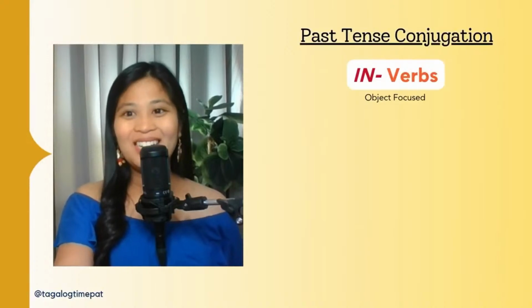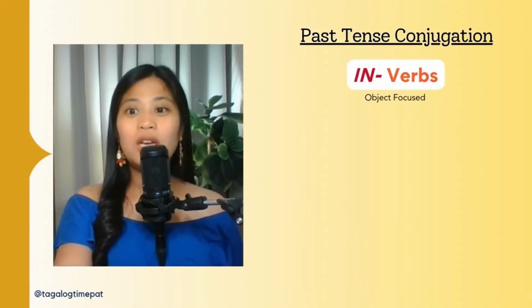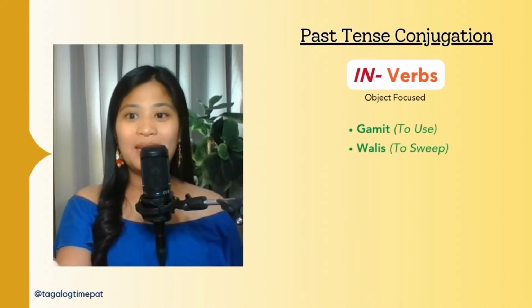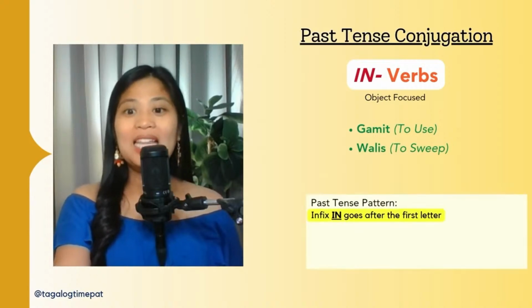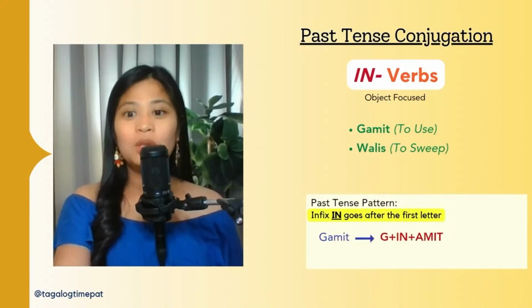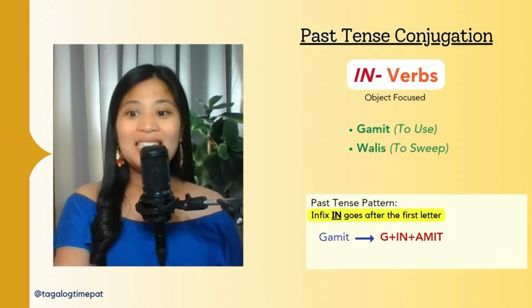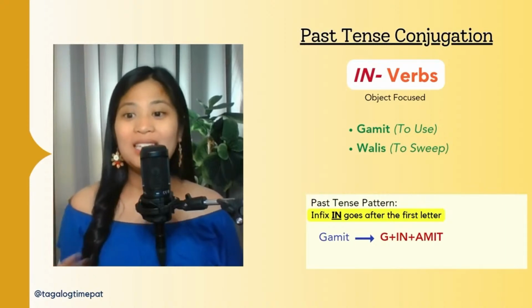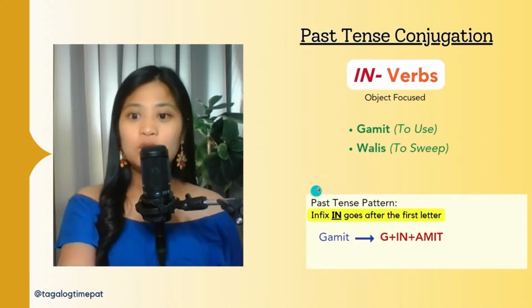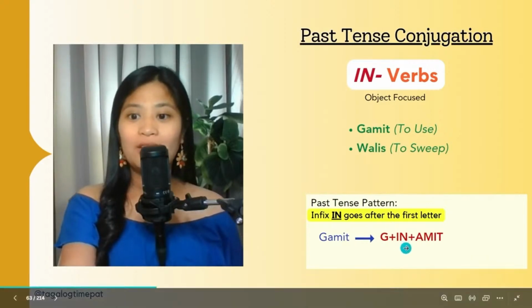All right, so let's take a look at verbs. These are usually object focused, and here are some examples. Gamit means to use. Walis means to sweep. In the past tense, the infix in goes after the first letter. So gamit, to use, in the past tense is ginamit. Ginamit ko, I used something. Ginamit. So you can see in just goes after the first letter.